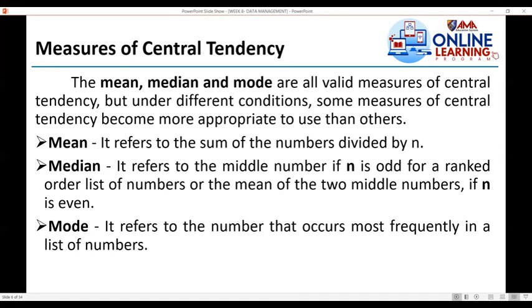However, the mode can be 1, 2, 3, or 4 values. It is also possible that there is no mode in a given data set, but it is impossible that all the elements in the data set are modes.